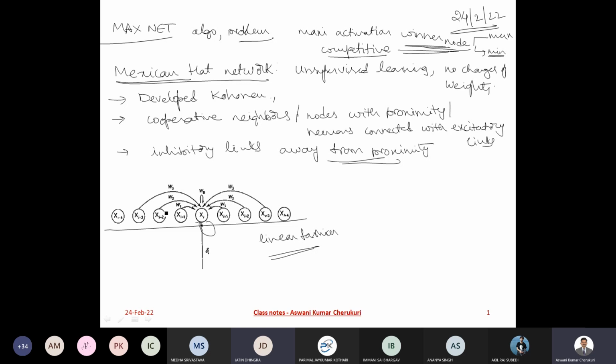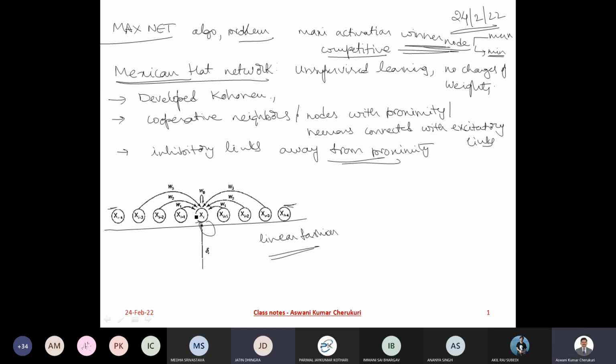But interestingly, in this particular diagram you can notice that there are nodes or neurons which are far away, like xi minus 4 and xi plus 4. And these neurons are not connected to xi.